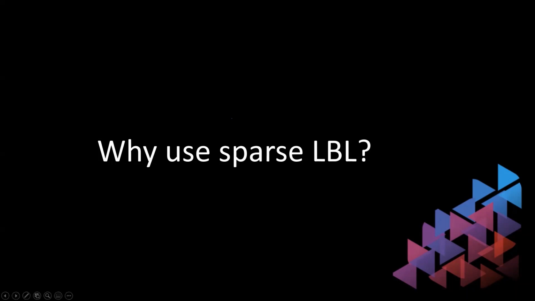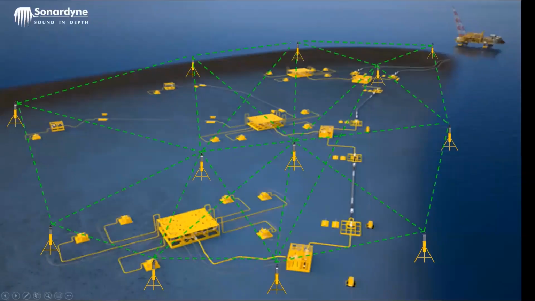That's good. Right. So why would we use this system? Why are we going to use Sparse LBL? Let's take a typical oil field development. We've got lots and lots of transponders, lots of redundancy. What we may have struggled with initially was getting line of sight between them all, because we've got all these structures on the seabed. Quite a large array, lots of transponders, quite expensive. We've got to calibrate them, and we've got to deploy them, which is going to take a long time.